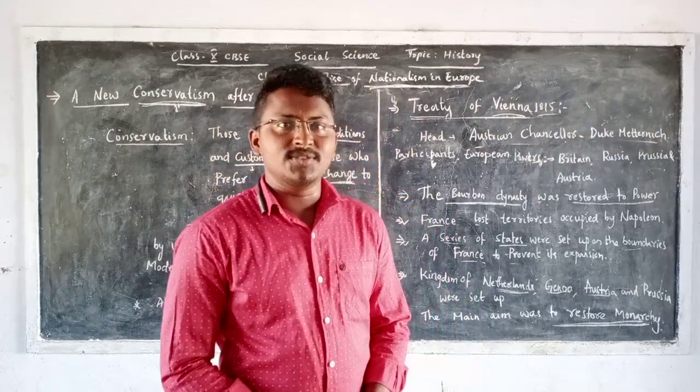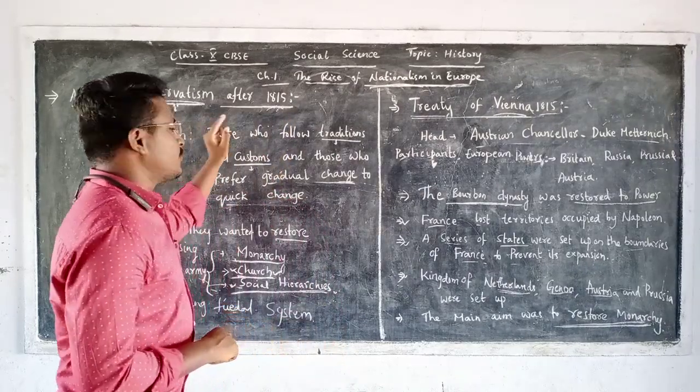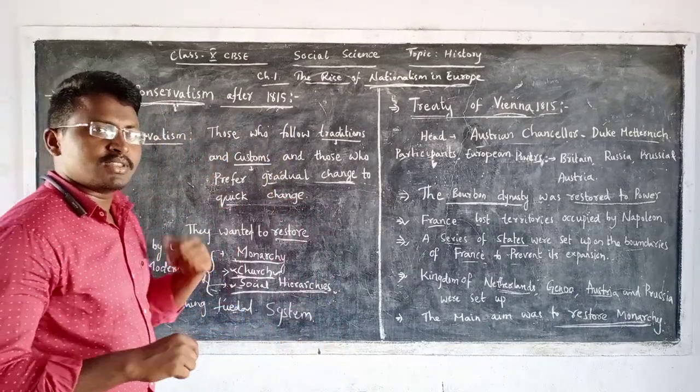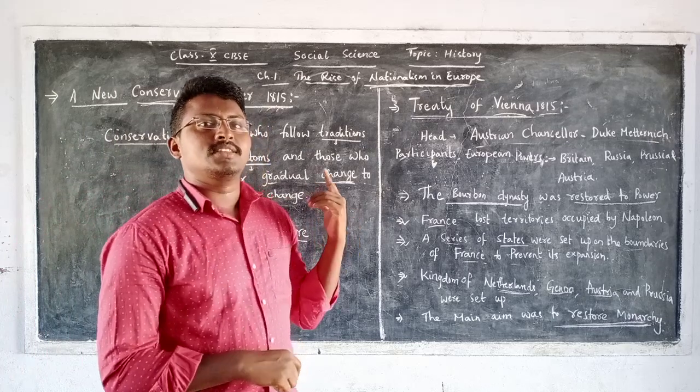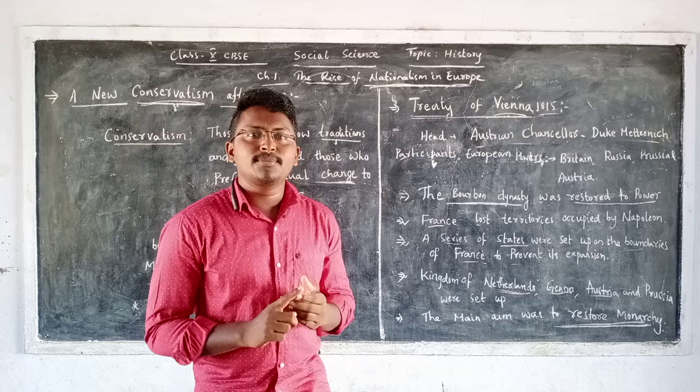This is Ravindra Dundra. In this lecture, we are going to discuss a new conservatism after 1815. But before that, let me revise what we have seen in the last lecture. In the last lecture, we discussed liberal nationalism.